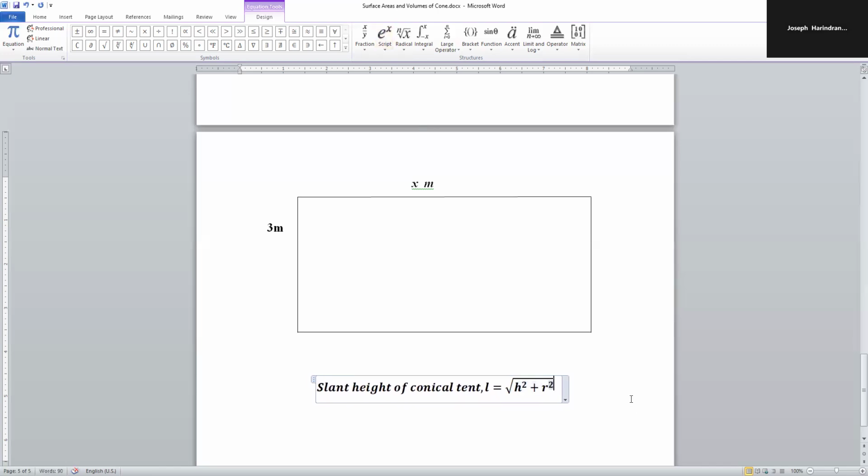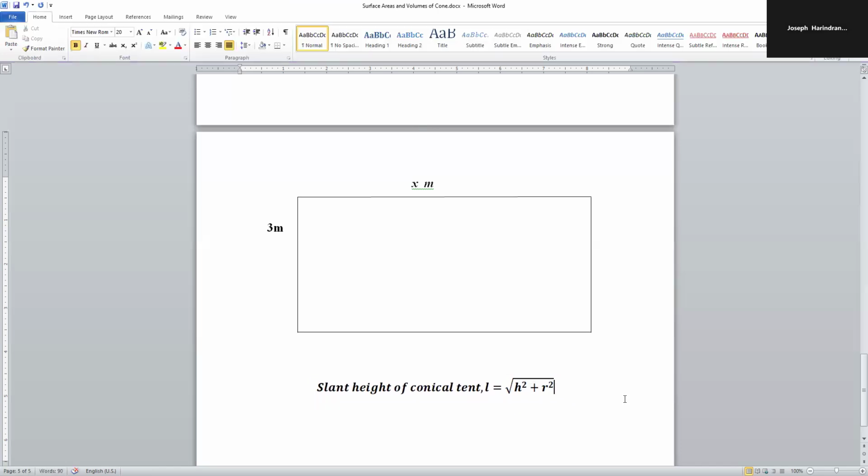R squared. So this is how we proceed, and we can substitute the values here. So what are these values? You substitute it here, so you will get L is equal to square root of H squared plus R squared. H is given as 8 meters. In the question itself, it is given that the height is 8 meters.